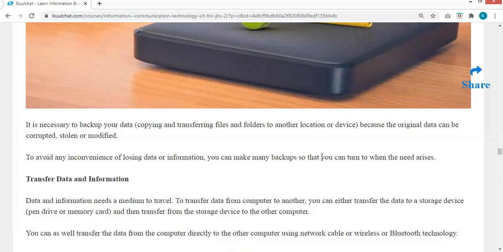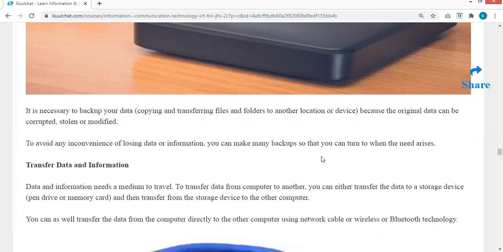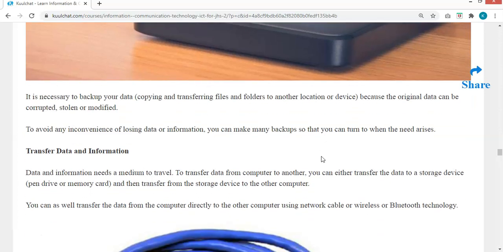Because the original data can be corrupted, stolen, or modified. Okay. To avoid any inconvenience of losing data or information, you can make many backups so that you can turn to them when the need arises. Okay. So you can even make as many backups so that when a number of them is corrupted, you still have one that you can rely on.